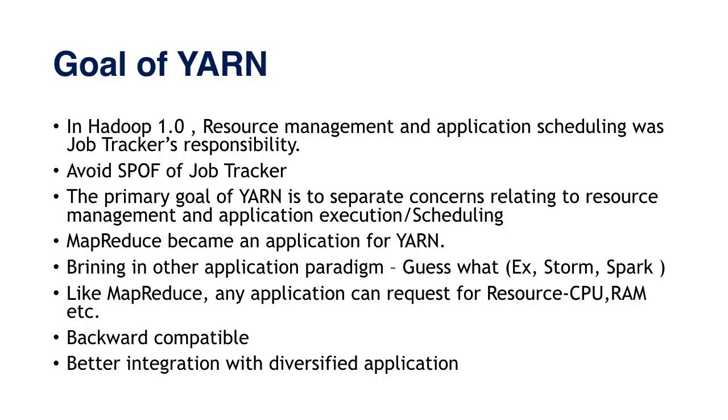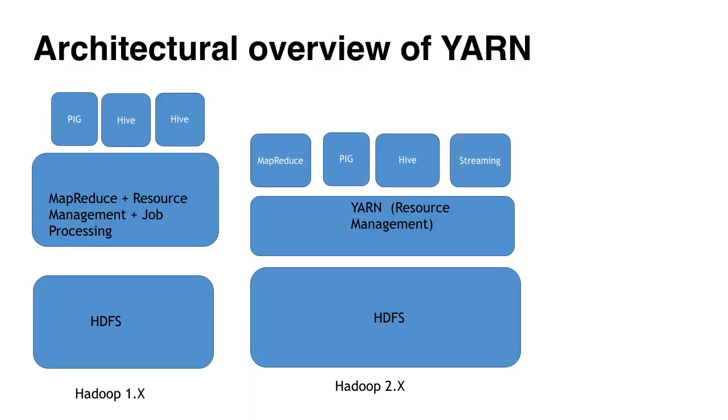So with this change, like MapReduce, any application can request a resource from Yarn. The resource request could be CPU or memory cycles, and a few more resources that it requires to do the data processing. So don't worry if you have your application already running because Yarn is backward compatible. And also it brings a better integration with diversified application needs. Right? So let us go to the architecture diagram and I can quickly show you the difference.